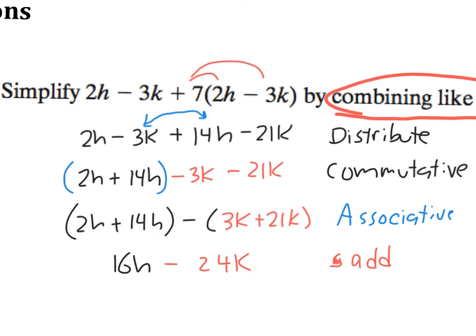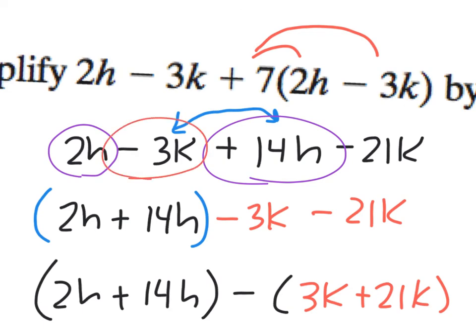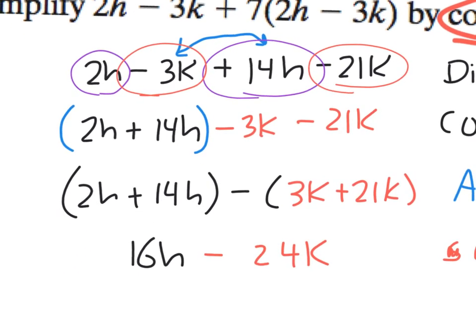Of course we want a shortcut. At this stage, we can just start focusing on the things that are the same. The 2h combines with the positive 14h to get 16h. Next, the negative 3k combines with the negative 21k to get negative 24k, which of course is what I got down here, 16h minus 24k. Feel free to do either one, the super long way, or just kind of circle or underline the things that are the same and bring them together. The key, of course, to pay attention to, notice you have to bring the minus as a negative. The minus 21k can be interpreted as a negative 21k.